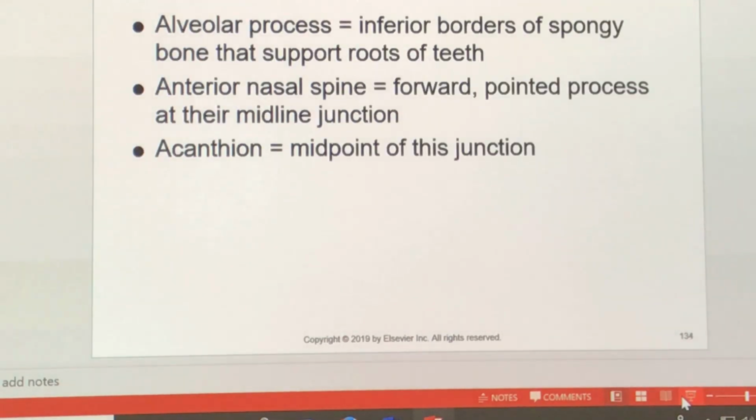All right, so the alveolar processes, you've got alveolar processes in both the mandible and the maxillary bone, and that is just where the teeth sit. You've got the anterior nasal spine, which is really your canthion, and that's where the two bones come together and they kind of push forward.